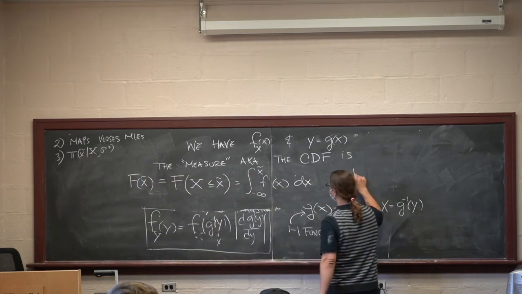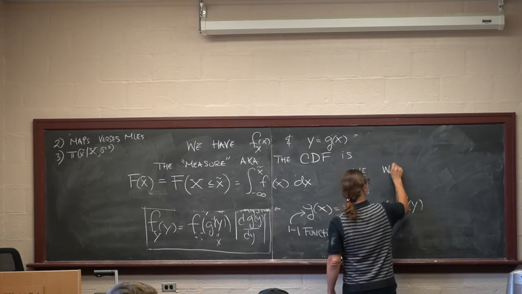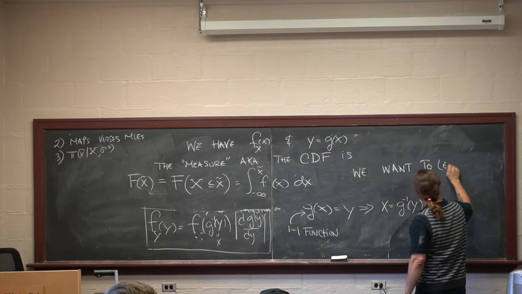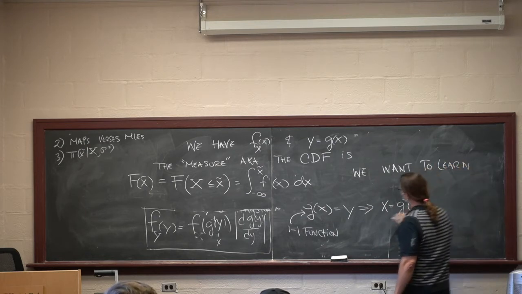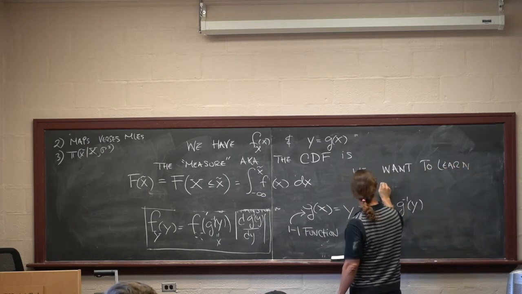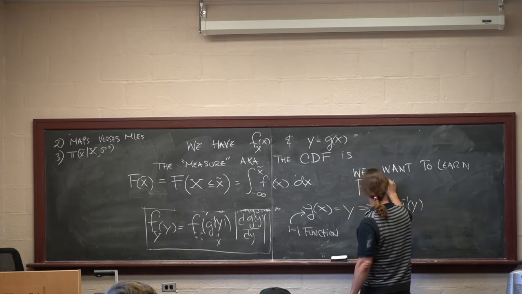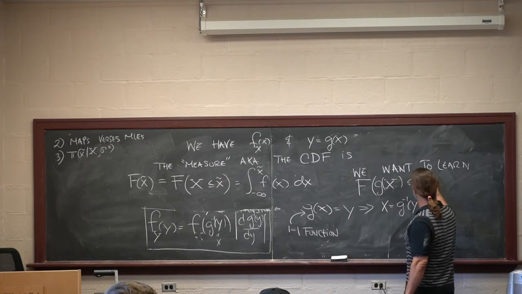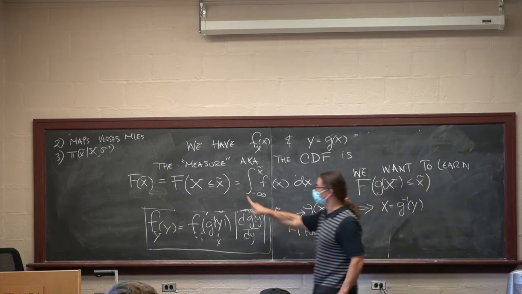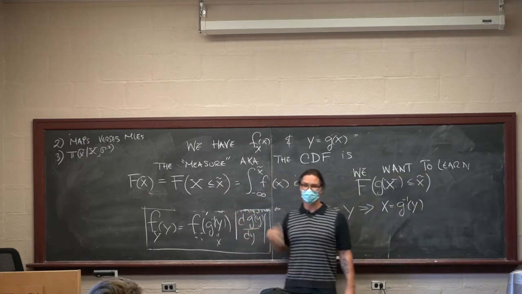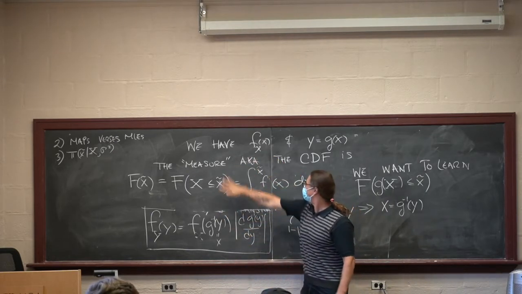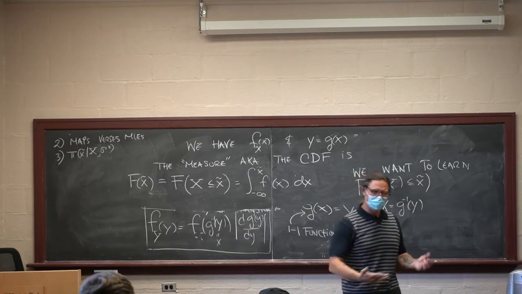We want to learn what's f of g of x is less than some squiggle. Remember, this is just a dummy argument right here. This is where I evaluate this thing. And almost always, I take that out. I'm like, well, I know they're all different.